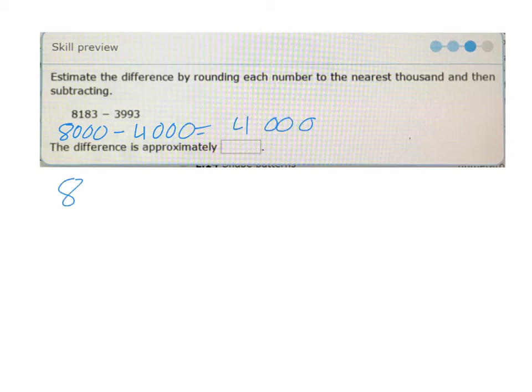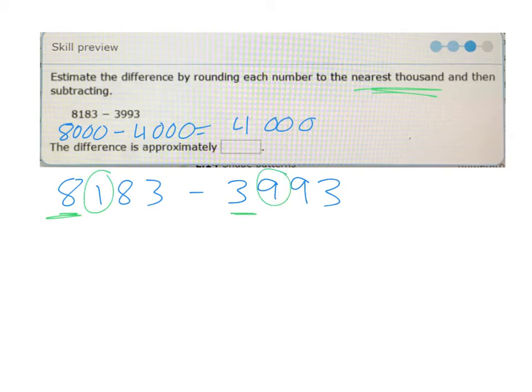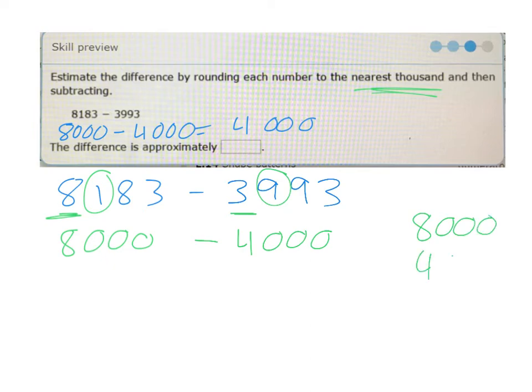If you're not, write the numbers down here. So we have 8,183 minus 3,993. We're looking to round to the nearest thousand. Underline the thousands, circle the digit to the right. The 1 in 8,100 tells us we're going to stay the same. 8,100 is close to 8,000. The 9 in 3,900 tells us we're going to round up to 4,000. 3,900 is close to 4,000. And again, if you need to, do the math on the side. 8,000 minus 4,000, 0, 0, 0. 8 minus 4 is 4.